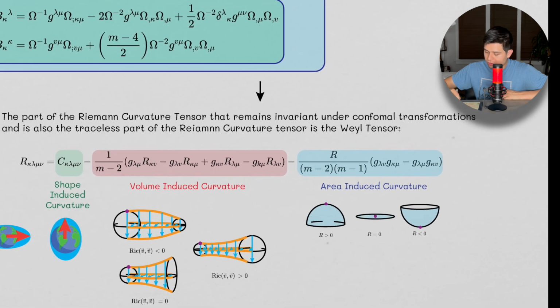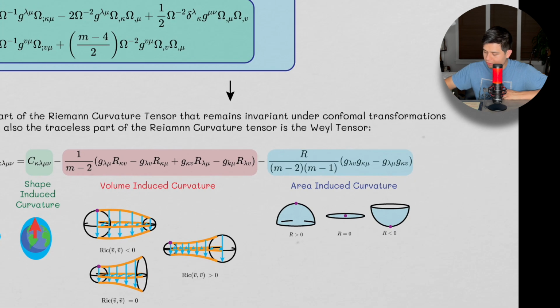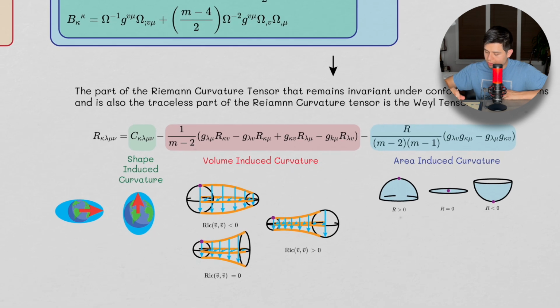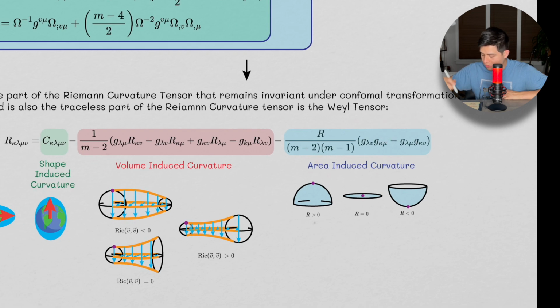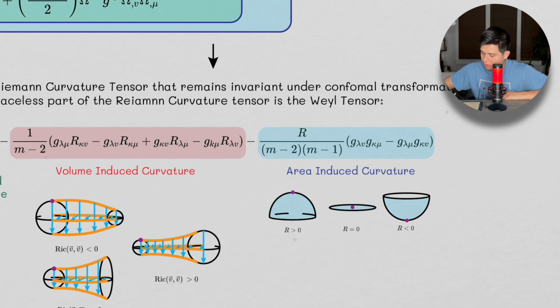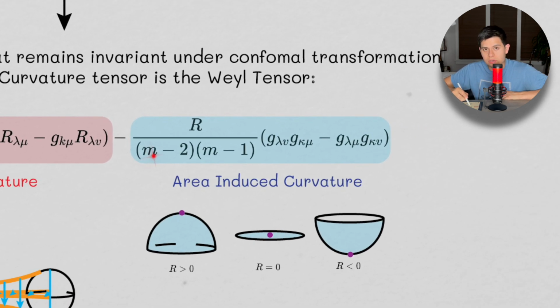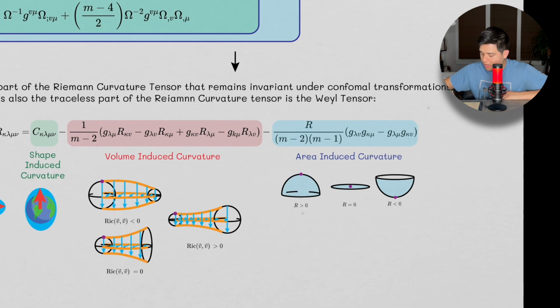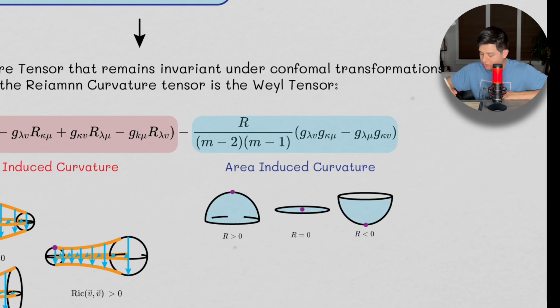So the part of the Riemann curvature tensor that remains invariant under conformal transformations and is also a traceless part of the Riemann curvature tensor, we saw, is the Weyl tensor. So this is just quickly going over the Weyl tensor. We had this volume-related curvature, or volume-induced curvature, and then area-induced curvature as well. And you can see, this is interesting, right? So if m equals 4, as we mentioned before, well, this is going to be 2 times 3. Well, this is going to be 6, right? So the dimensionality of our manifold when m equals 4 is actually, this thing is not 0.